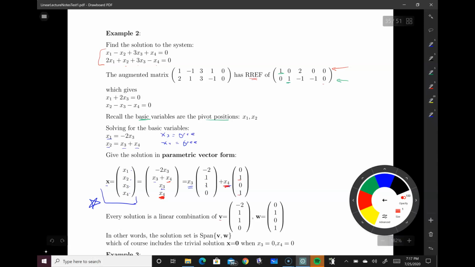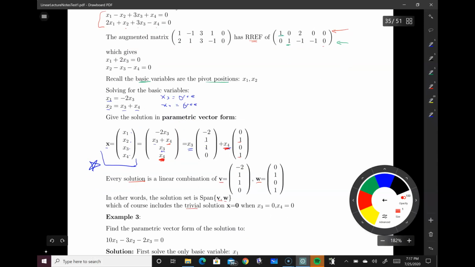So there are two vectors that all the solutions are linear combinations of. The solution set is the span of these two vectors. Of course, this always includes the trivial solution, which comes in when I get 0. I'm always allowed to choose any number for x3 and x4, so if those were 0, that would be in the solution set.